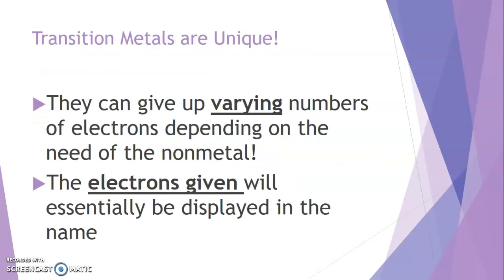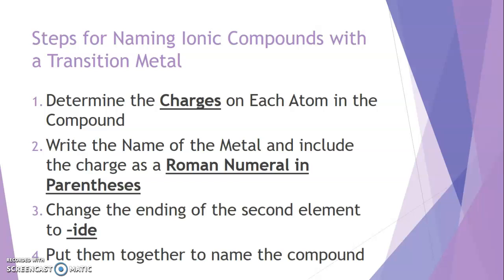Now let's talk about transition metals because they're unique. Remember, we haven't dealt with valence electrons of transition metals starting in group 3 because they can donate or have varying amounts of valence electrons depending on what's going on. So they can give up varying numbers of electrons depending on the need of the nonmetal that it's bound to, okay? So the electrons given will essentially be displayed in the name. If it's going to be donating 2 electrons, that's where that 2 in the Roman numerals in the parentheses comes into play. So let's take a look at the steps for naming ionic compounds with a transition metal.